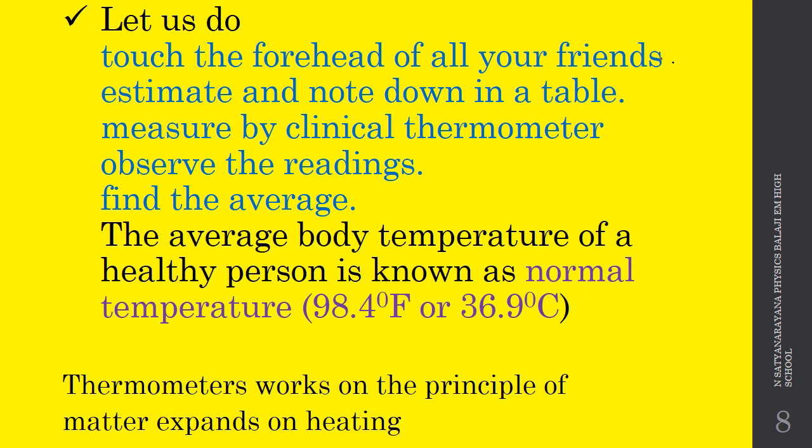The average body temperature of a healthy person is known as normal temperature. You take the average temperature of all the persons, and that will give you the normal temperature of the human body. The normal temperature of the human body is 98.4 degrees Fahrenheit or 36.9 degrees Celsius. You must know this. So, what is the normal temperature? The average temperature of all human bodies is the normal temperature.